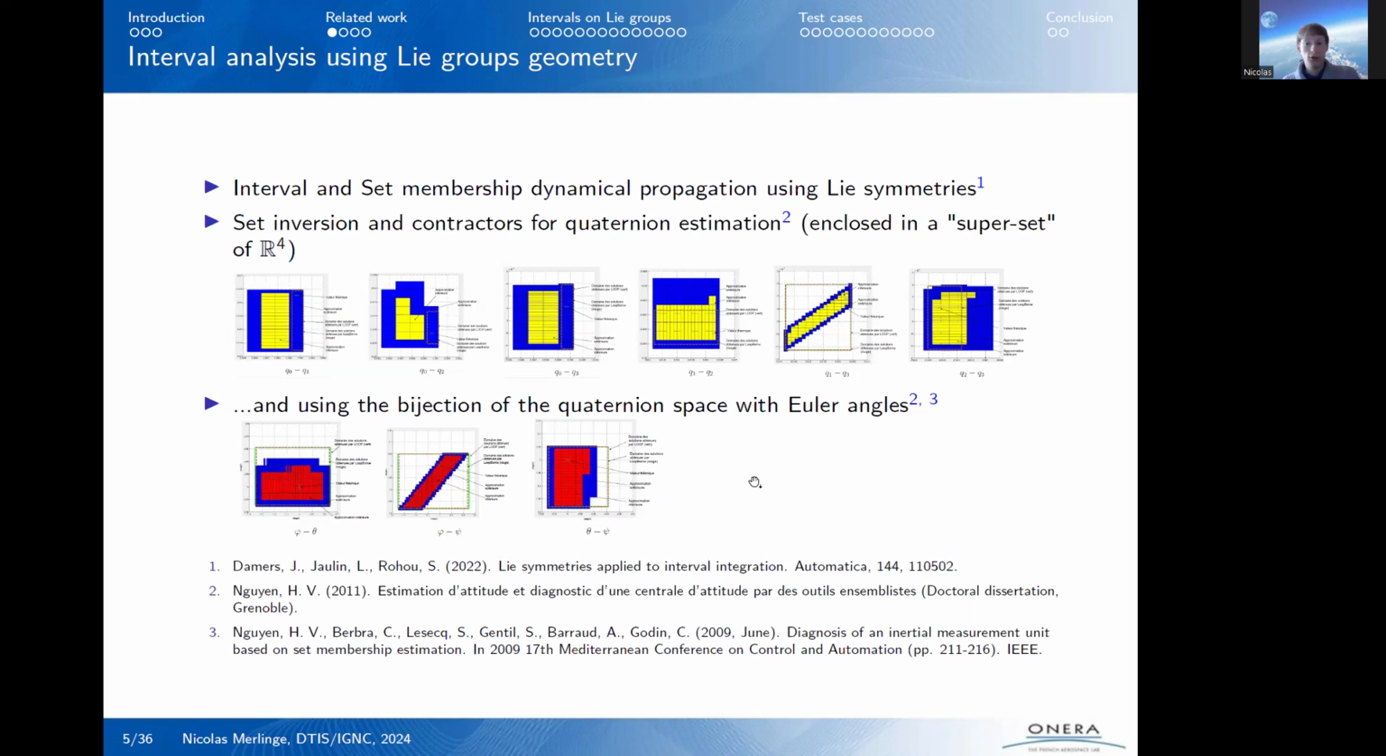But Euler angles also have their drawbacks. But here we have 2 examples of the 2 ways I've presented before: a superset around the manifold, or a bijection between the manifold and the Euclidean space, or a similar Euclidean parametrization of the Euclidean space.